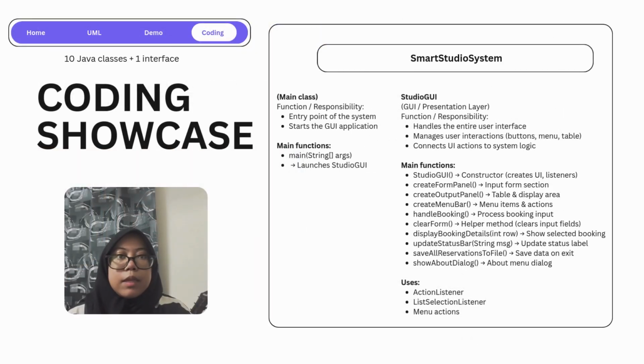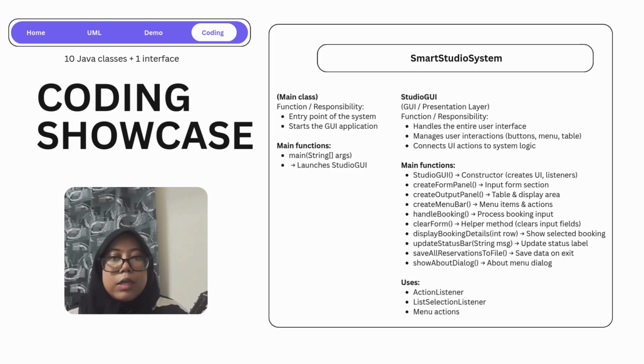My name is Nurfatana Hidayat Meteruzani, and I will present about the classes that we put in our Smart Studio system. For our Smart Studio system, the Main class is used to act as the entry point of the system. It contains the main method, starts the application, and creates and displays the GUI. This class is basically responsible for launching the Studio GUI. Without this class, the system itself cannot run.